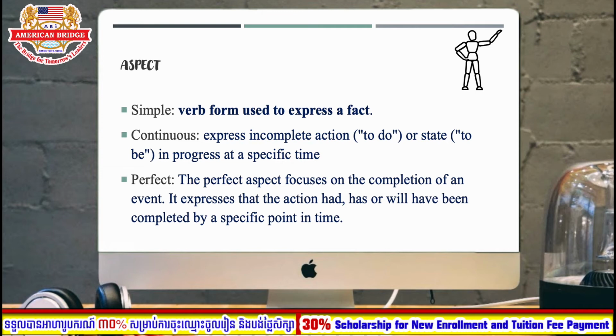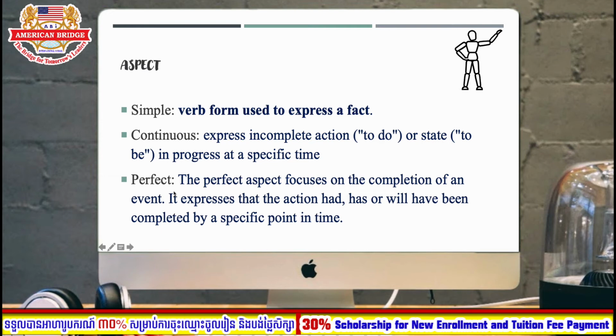When we talk about the continuous aspect, right, we focus on action. Remember, when we talk about time, we think about when the action happens or finishes. But when we talk about aspect, we think about how the action happened, right? So the continuous aspect expresses an incomplete action, which means it is happening, or the state is in progress at a specific time. When we talk about present continuous, it means the action is happening right now. When we talk about past continuous, we think about the action that was still going on at a past moment, right?